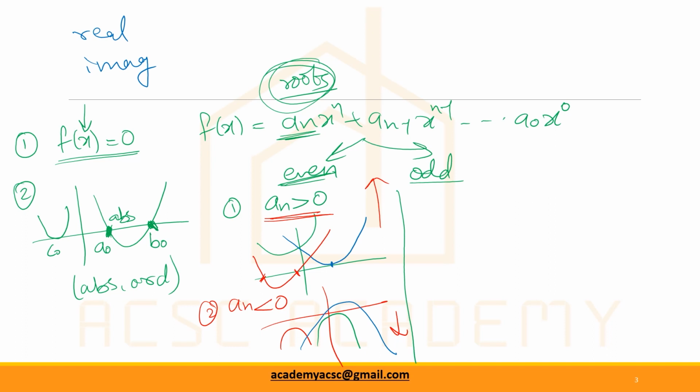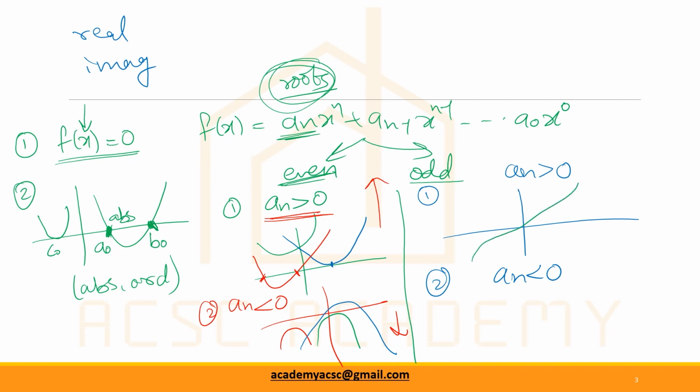Similarly, coming to odd degree polynomials, we again have the same two classifications: a_n is positive and a_n is negative. If a_n is positive, then the graph of such polynomials will always start from below the x-axis and go to above the x-axis. It may start from the third quadrant or the fourth quadrant, that's fine.